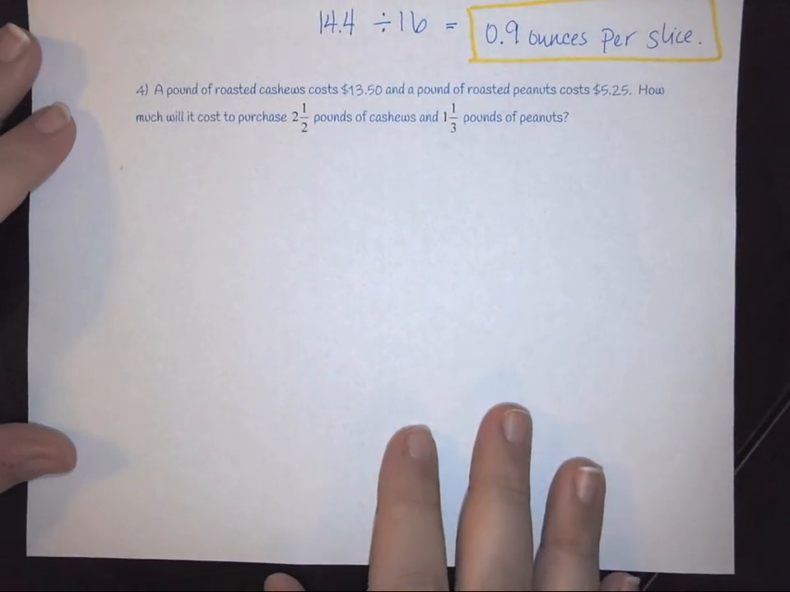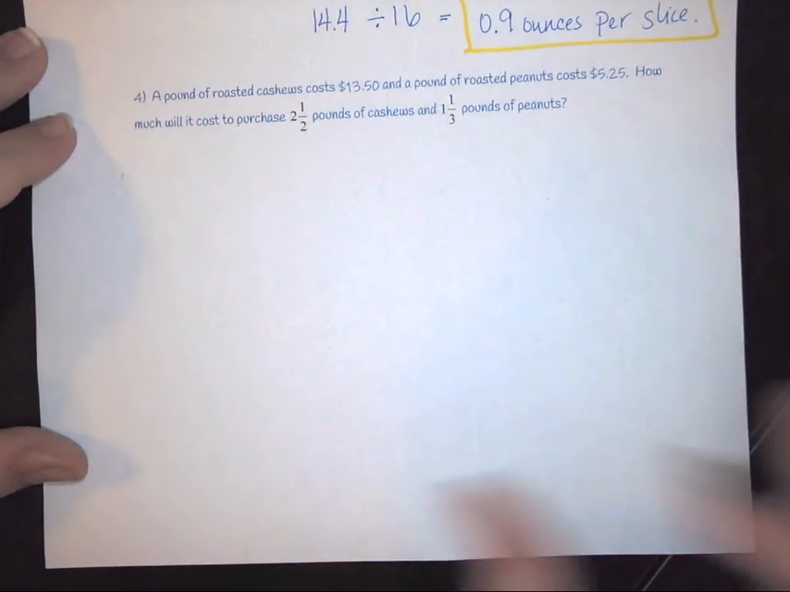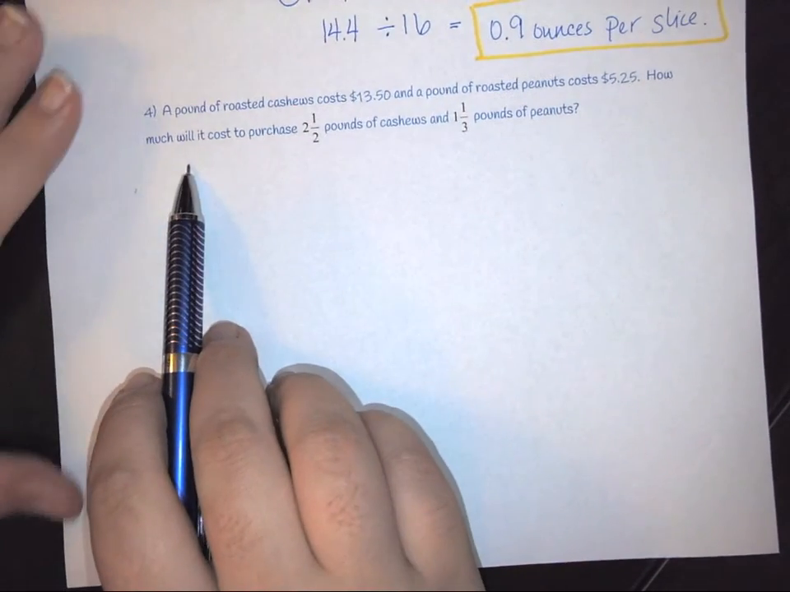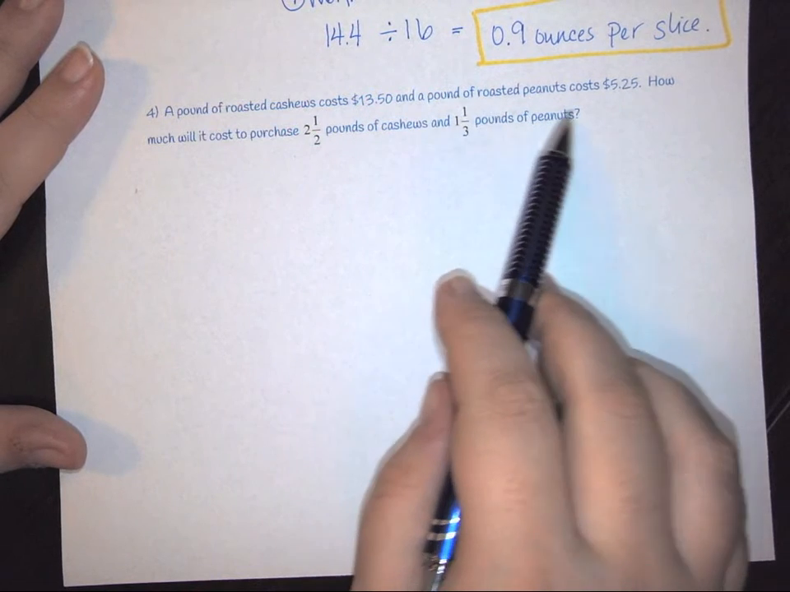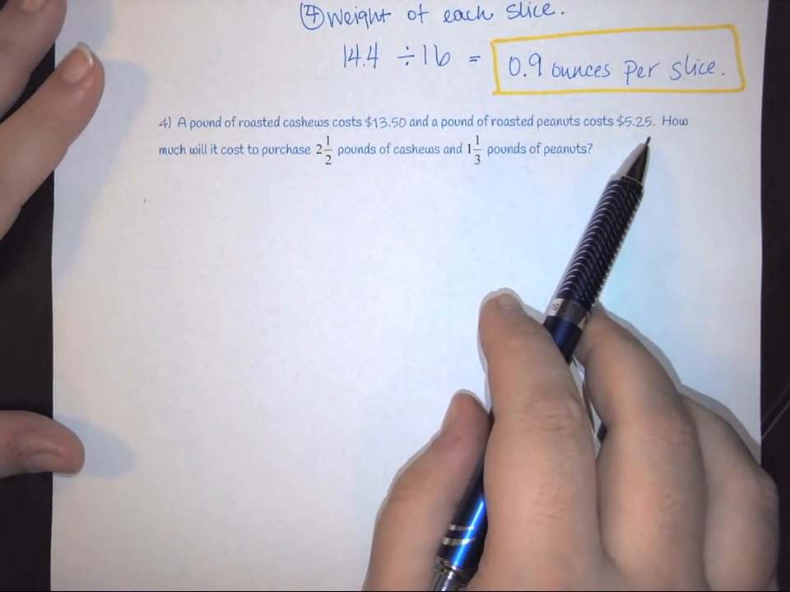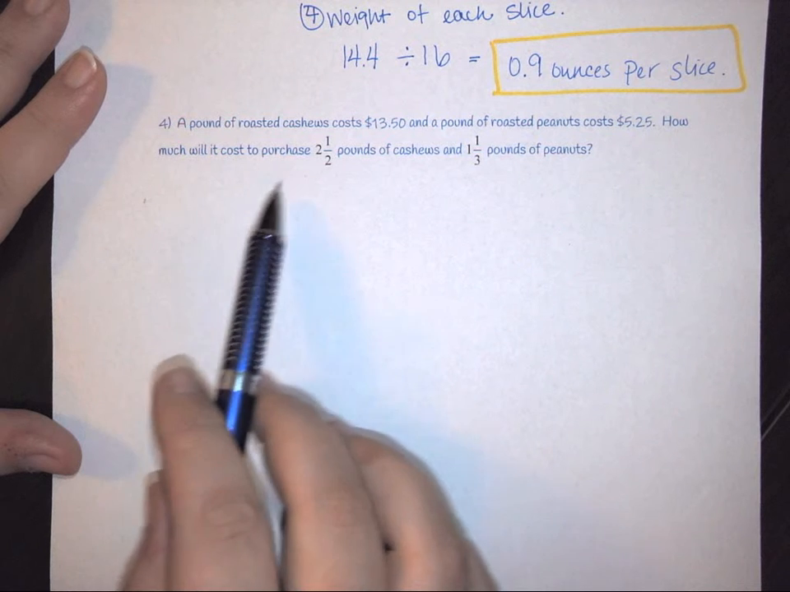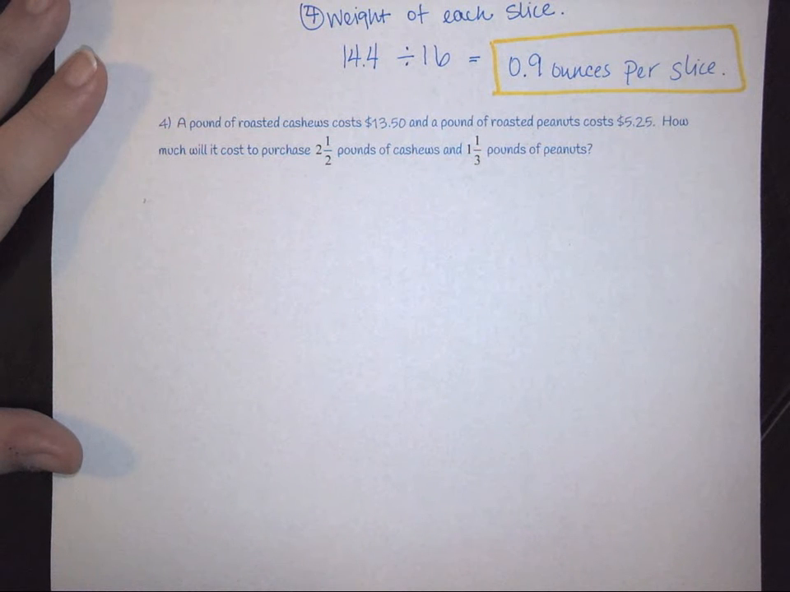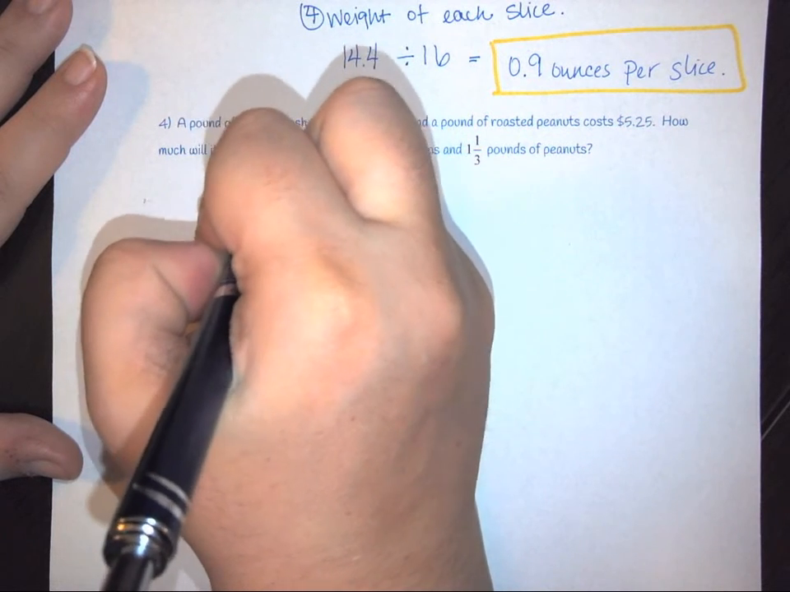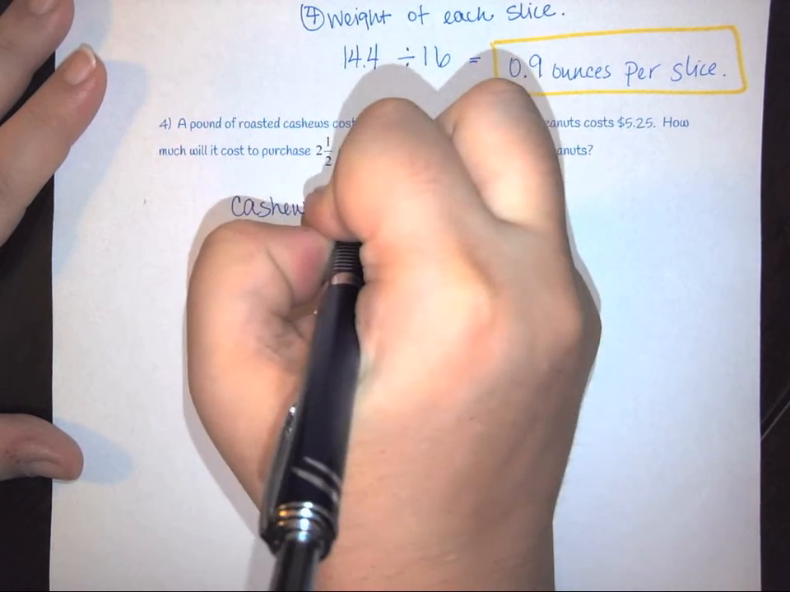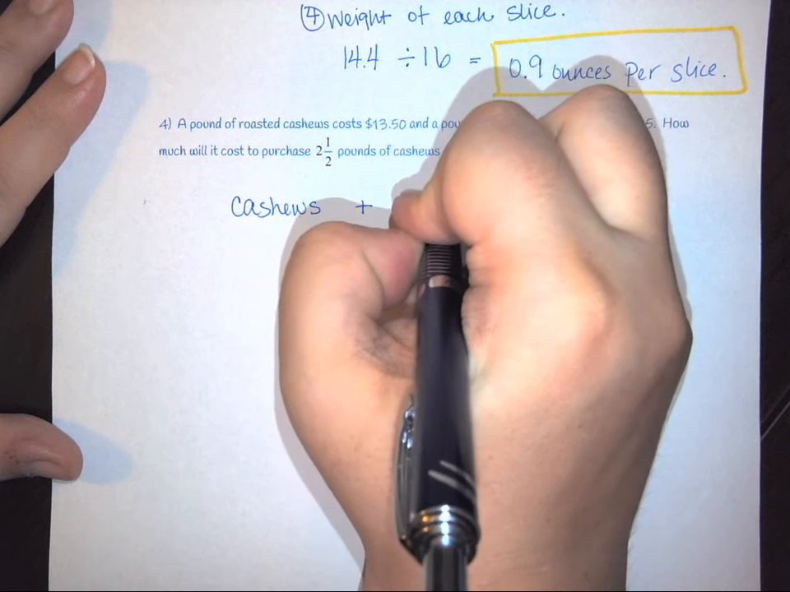Now the last type of problem I wanted to show is this one, which says a pound of roasted cashews costs $13.50 and a pound of roasted peanuts costs $5.25. How much will it cost to purchase 2.5 pounds of cashews and 1 1/3 pounds of peanuts? So the first thing that we need to look at is our problem, which is cashews plus peanuts.